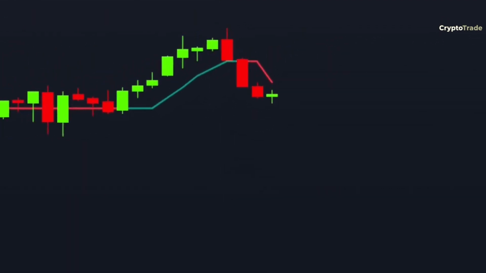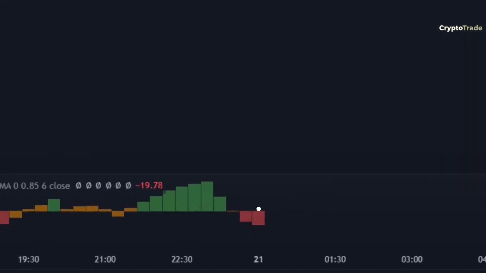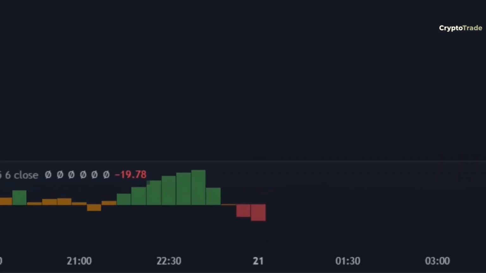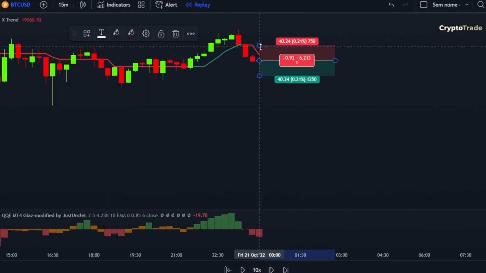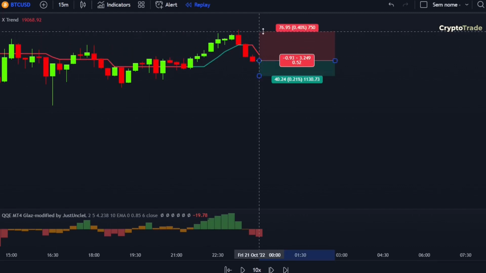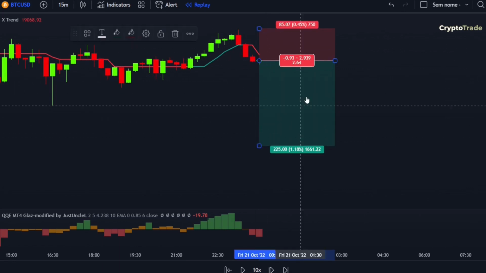The market is below the extreme trend line and the trend line is red. The QQE threshold indicator is red. As these conditions are met, place a sell order at the close of the candle. Place the stop loss above the nearest swing high. Do not set a take profit.